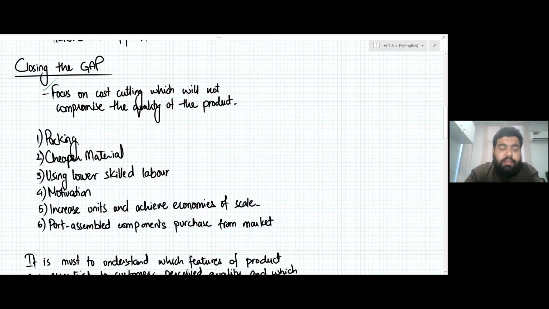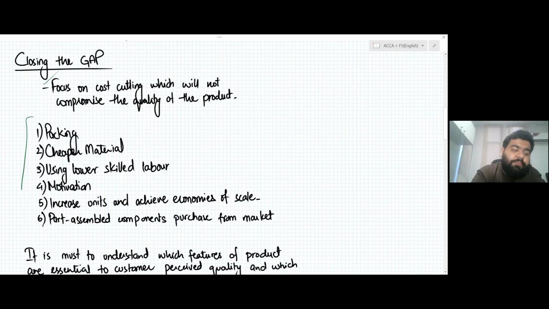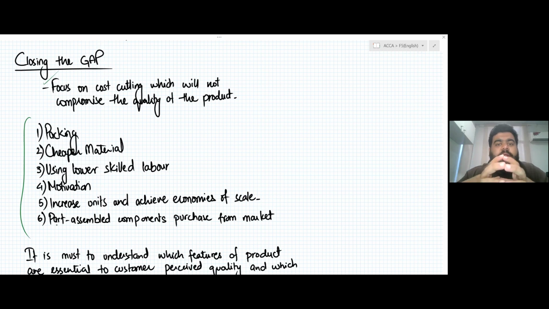So first point, there are some points I have told here. I've written here that you can compromise, you can cut the cost, like packing. Some businesses use expensive packing, box in the box in the box and all that, but that's not a good approach by the business, because if they're using the heavy, expensive packing, that's not adding value to the customer.